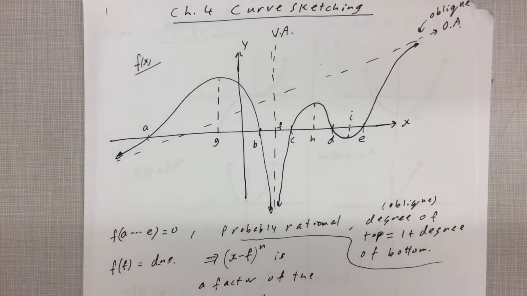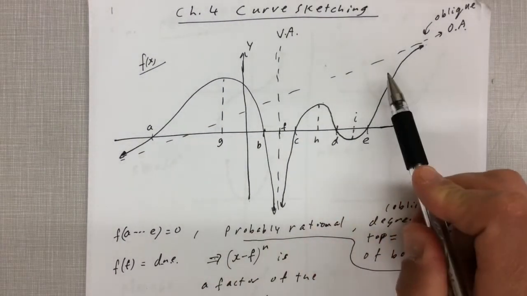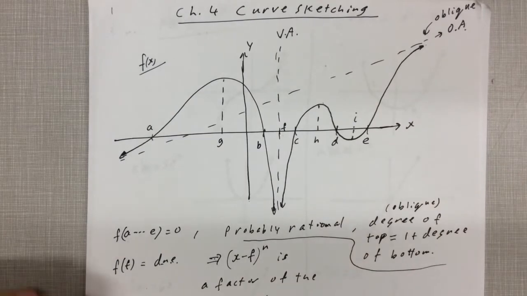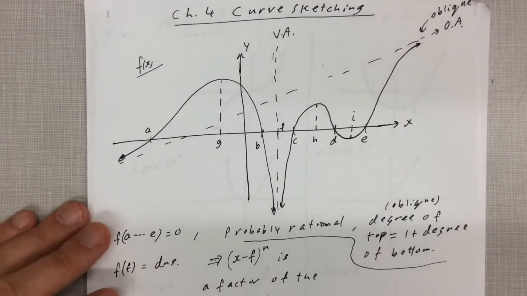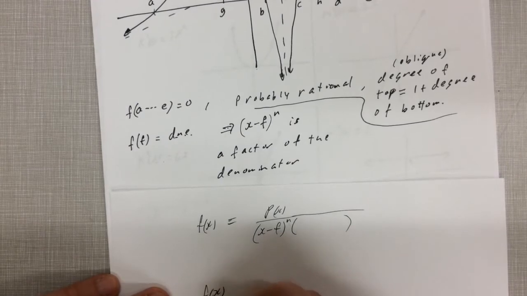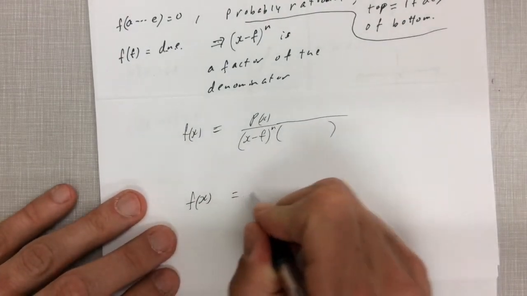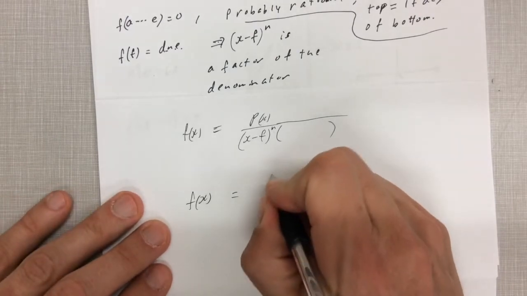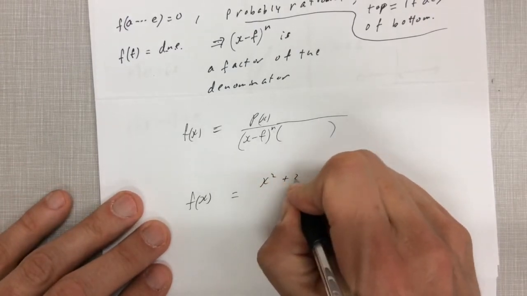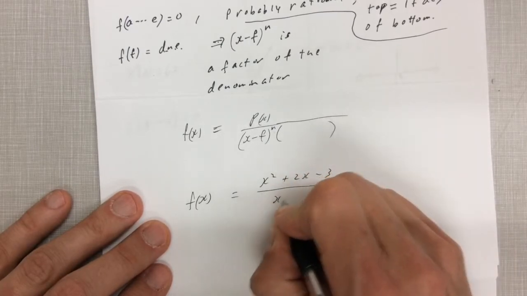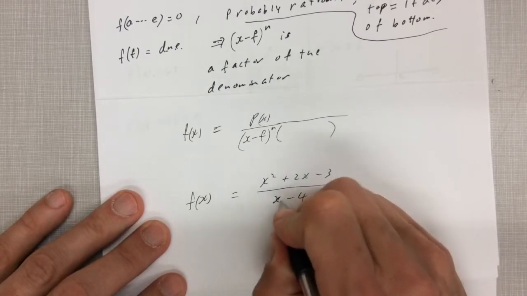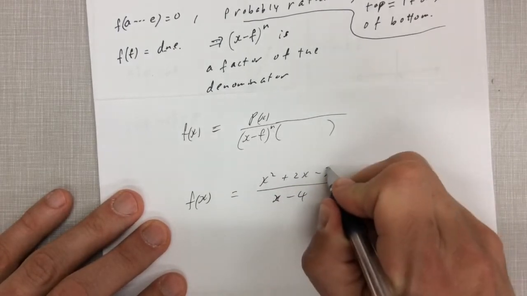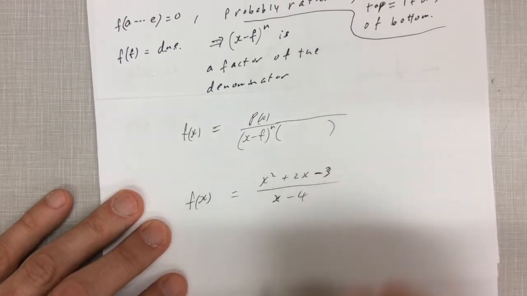Okay. In any function where you have an oblique asymptote, the numerator is 1 degree higher than the denominator. So for example, if you had f of x equal to a quadratic, x squared plus 2x minus 3, over x minus 4, well, if you did the long division, you would get a linear function. And the linear function would be the oblique asymptote.